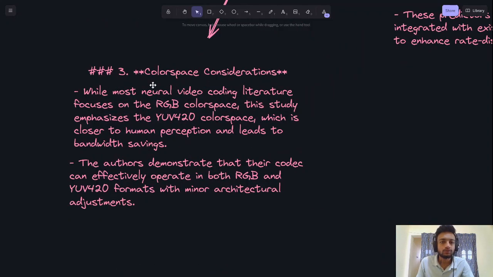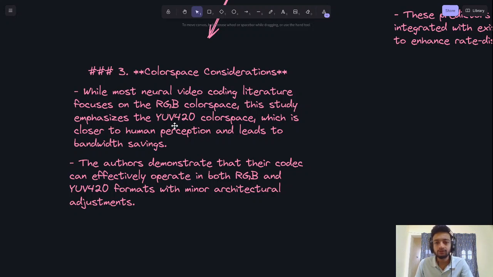So the color space and considerations. Most neural video coding literature focuses on the RGB color space. This study emphasizes the YUV420 color space, which is closer to human perception and leads to bandwidth savings. This is what I was going to tell you about, guys. Color space consideration is the hardest part of neural video coding.